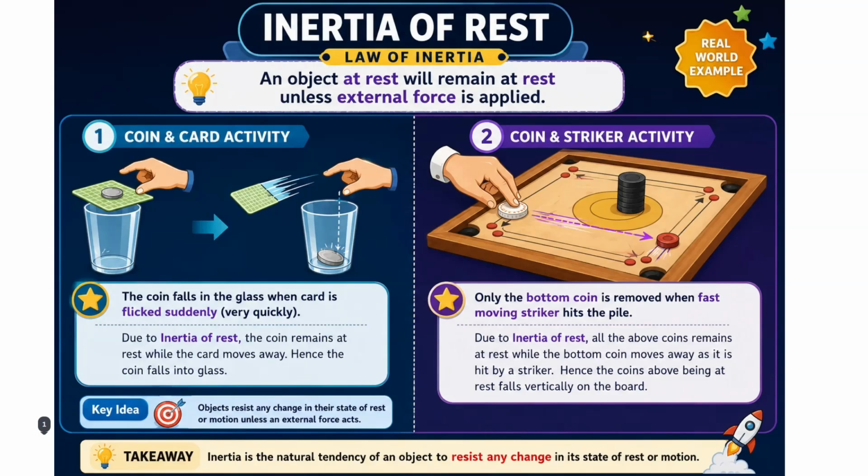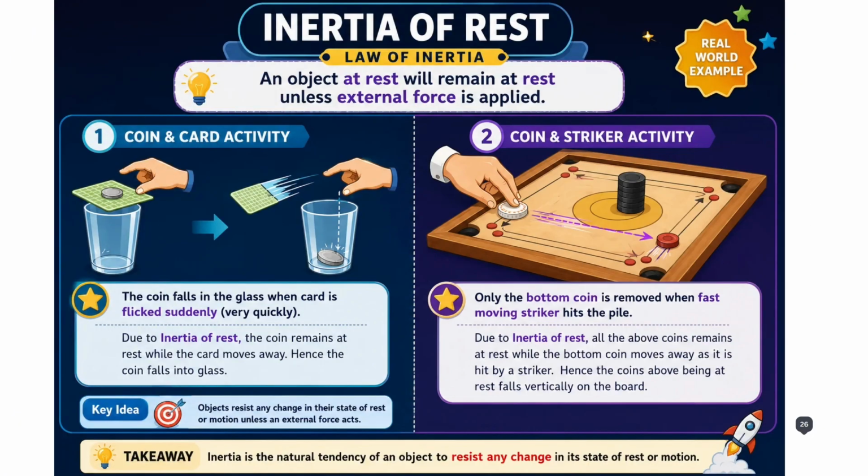Now look at the second example, which you all must have seen while playing carom. When you make a neat pile of carom coins and hit the bottommost coin very hard and fast with the striker, what happens? Only the bottom coin shoots out, the rest of the pile stays perfectly intact and drops straight down onto the board. This happens because the striker only transfers force to the bottom coin. The coins above it remain at rest due to inertia of rest and just fall vertically downward.